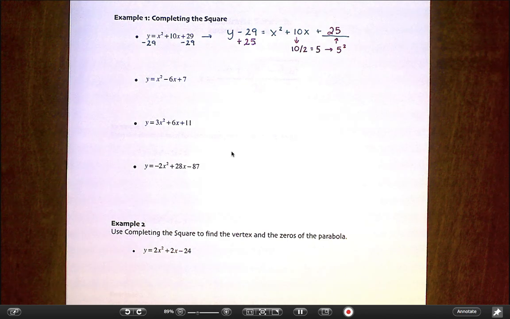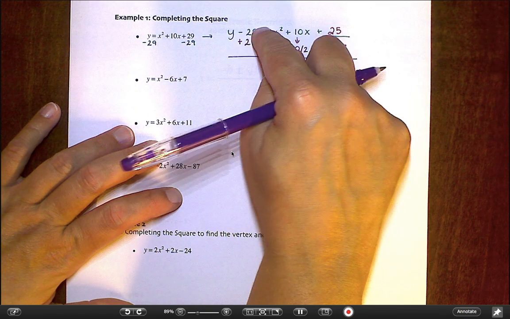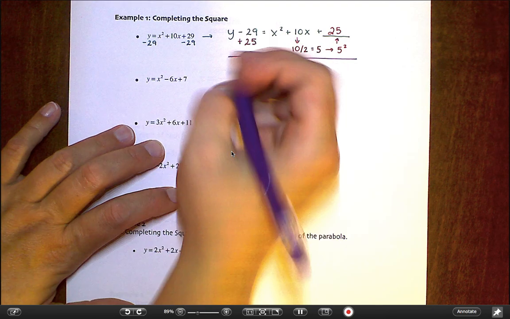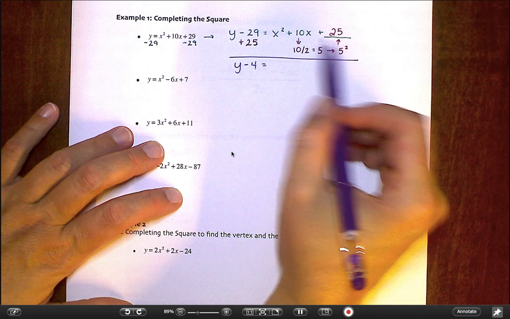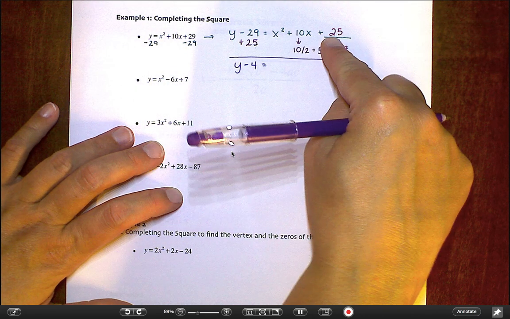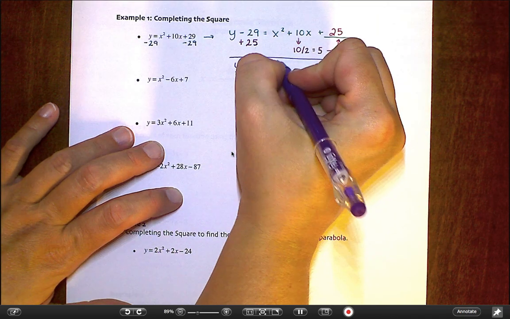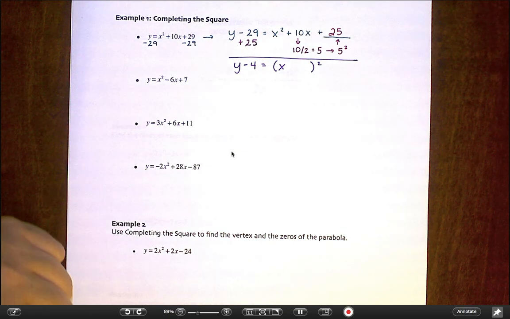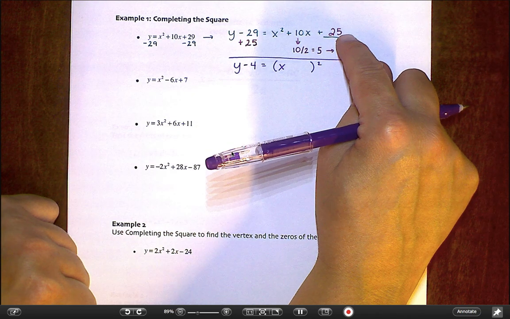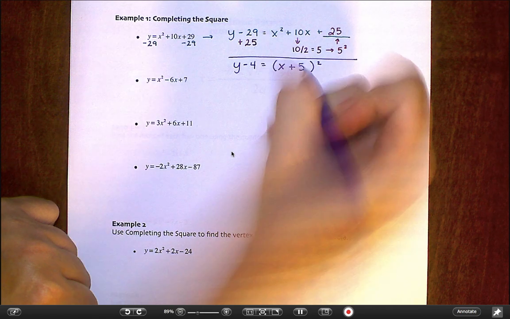Okay, so now if I rewrite my equation on the left side here, I have y minus 29, but then plus 25. So if I balance that out, that becomes y minus 4 equals. And then over here, I want to think about how I would write this perfect square trinomial as something squared, a binomial squared. Now, because I put my magic number in there, that should work. So I should be able to write this as x plus 5 squared.